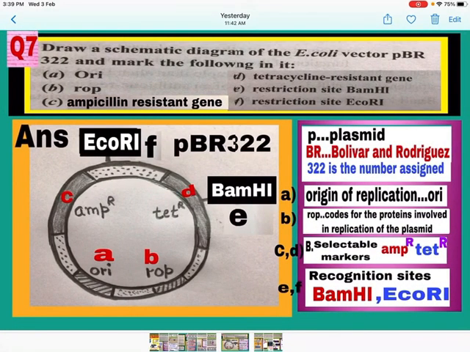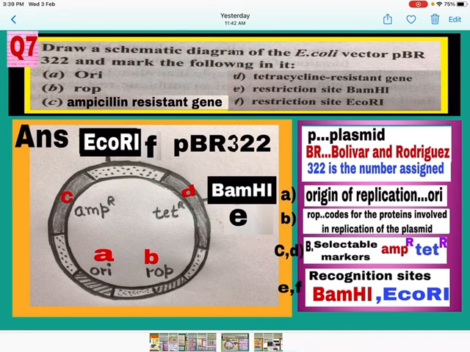Question number 7. This question is based on cloning vectors, which are very important tool in recombinant DNA technology. Read the question. Draw a schematic diagram of E. coli vector PBr322. First, draw diagram with sharp pencil. Before marking the different parts, let me tell you what PBr322 stands for.